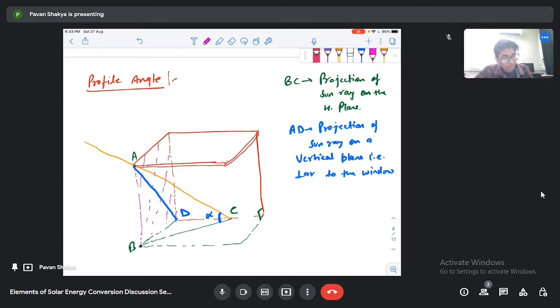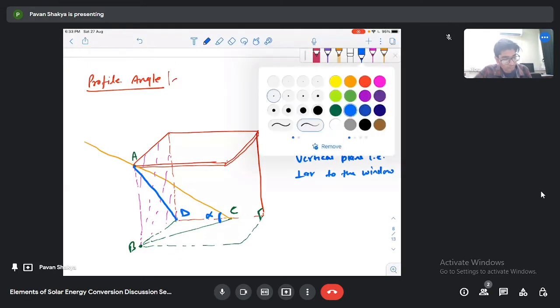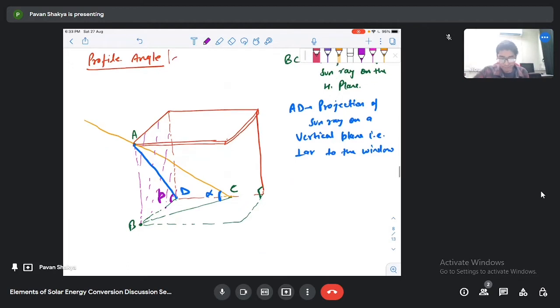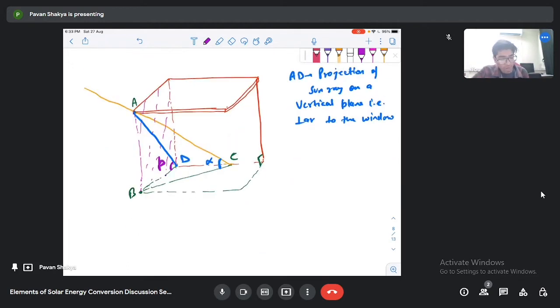Now this angle between AD and BC, what is this? This is the angle between the projection of the sun ray on the vertical plane with the horizontal axis. This is our profile angle. So this is nothing but a projection of the altitude angle on the vertical plane that is also perpendicular to the window. So that I wanted to show you through the figure.